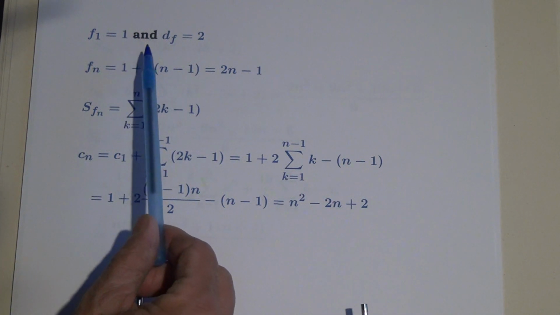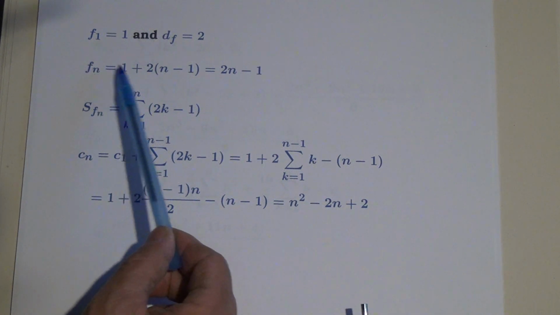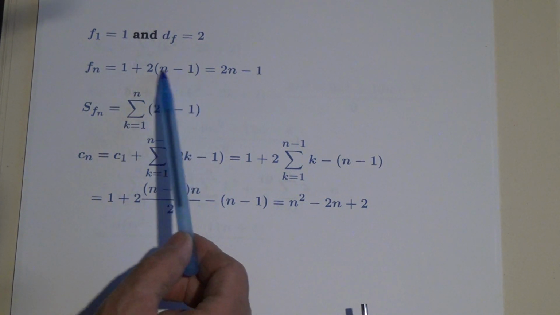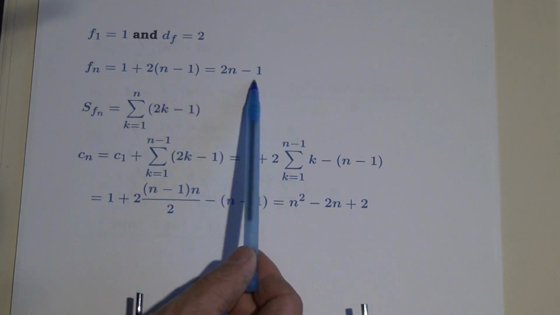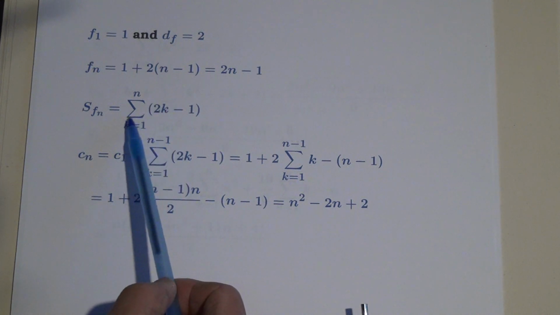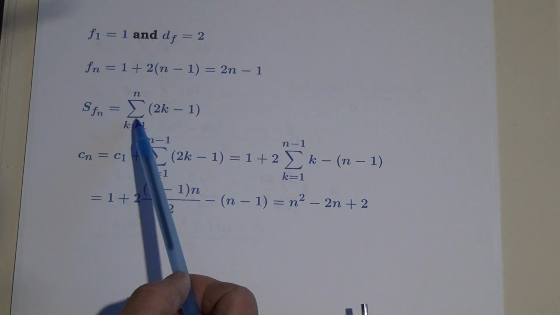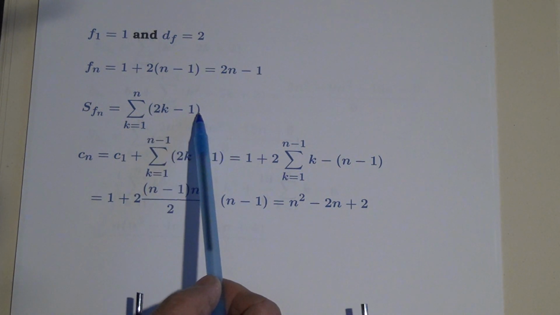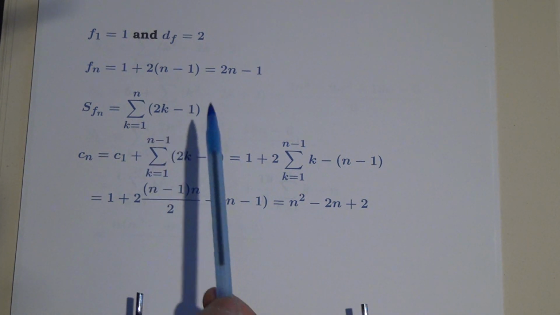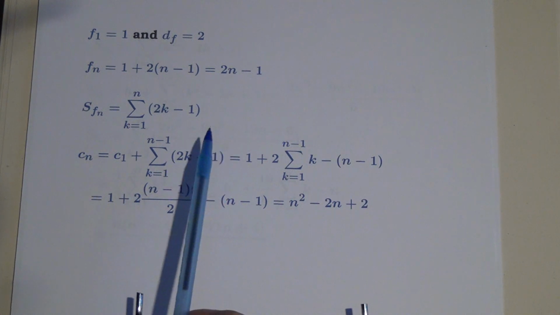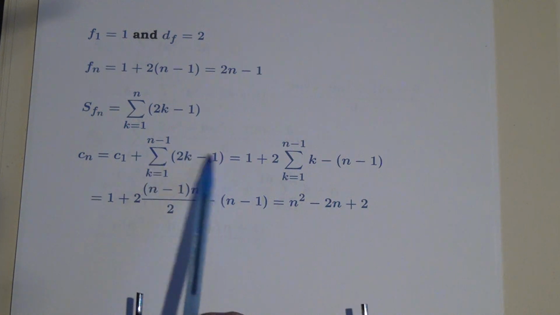Now, third subsequence, first value was 1, increment was 2, so the general term will be 1 plus 2 times n minus 1. If you expand and simplify, we will get 2n minus 1. Once we have a general term, you just put the sigma notation to get the sum. So this was a sum formula, sigma of 2k minus 1. Okay, now let's use the distribution property. Then it will come out. Okay, to save time, I just keep the expression itself.